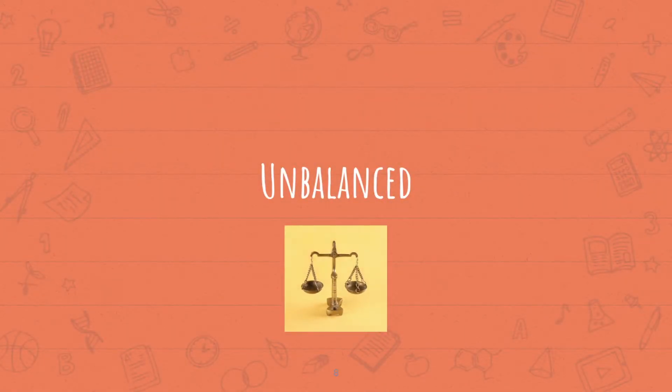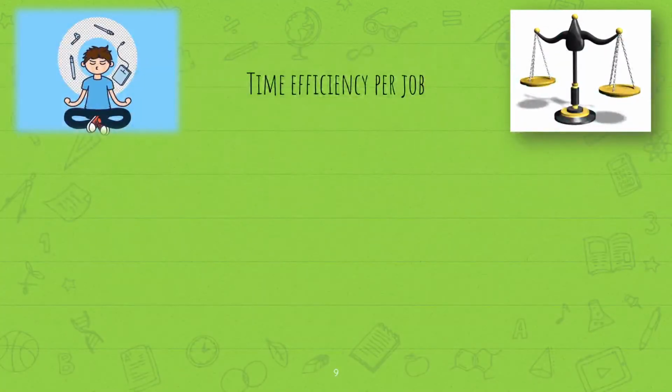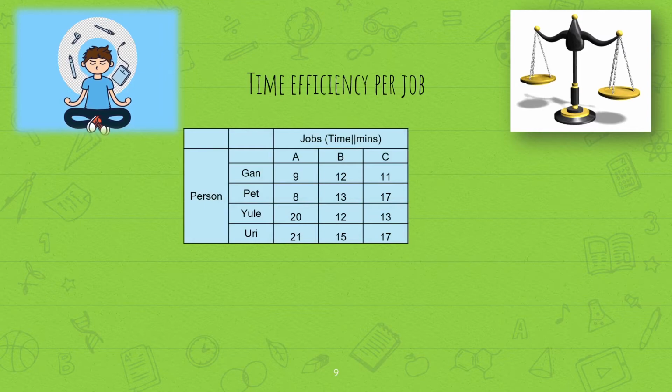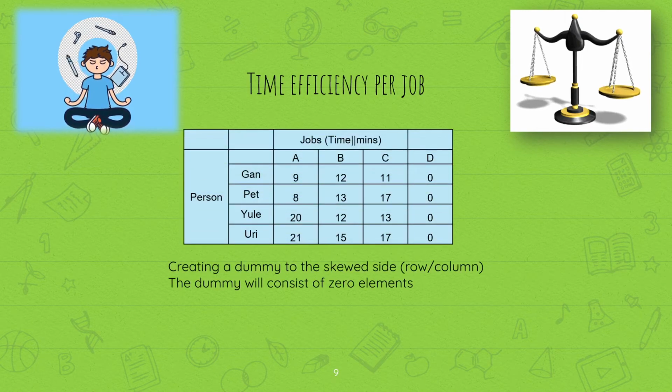Last will be the unbalanced problem. In this case, we will use a time efficiency per job problem. Unbalanced problems from the world itself is where the numbers of rows and columns are not equal to each other, resulting in using a dummy row/column to obtain balance between the total activities and resources. It is used to complete the matrix and form a square, as it is stated in the criteria that balance of rows and columns should be needed in using the Hungarian method.